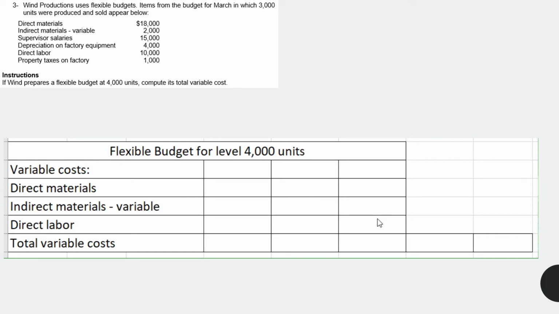So we have to go through the list and identify what was variable. And in this case, we only have direct materials being variable, indirect materials being variable, and direct labor. So we have a total variable cost. In that situation, based on the March information provided, we had total variable costs of $30,000. Divide that by the 3,000 units produced, there's a $10 per unit variable cost. Extrapolating that out, at 4,000 units, we will have total variable costs of $40,000. If you add that to the fixed costs, being the supervisor salaries, depreciation, and property taxes, you would then get the budget for a 4,000 unit month.